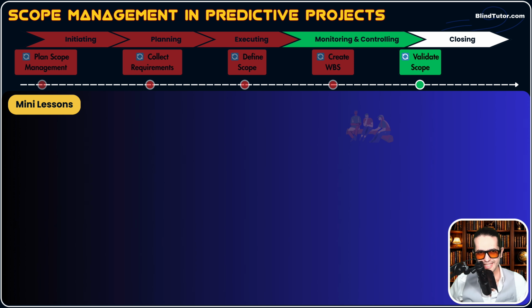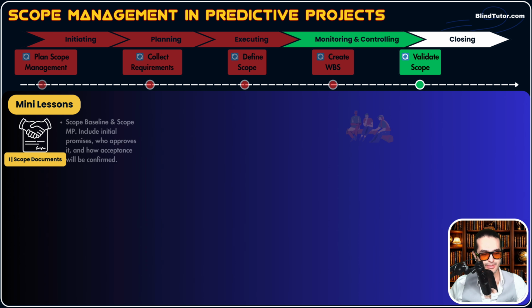Now let's get into inputs of the validate scope process. The first one, scope documents. There are two scope documents that we use as an input to validate the scope: scope management plan and scope baseline. Okay, what's a scope management plan, guys? How-to guide to deal with scope. Okay, how it helps us: you open up the scope management plan, you go to a section called how to validate scope.